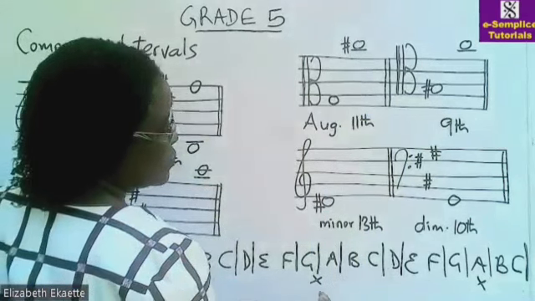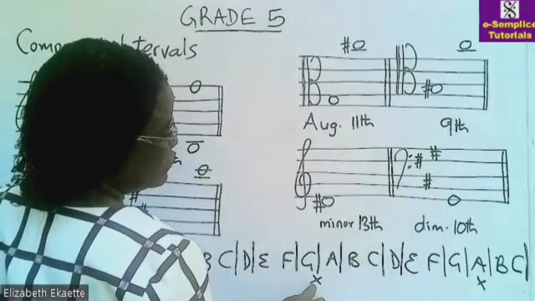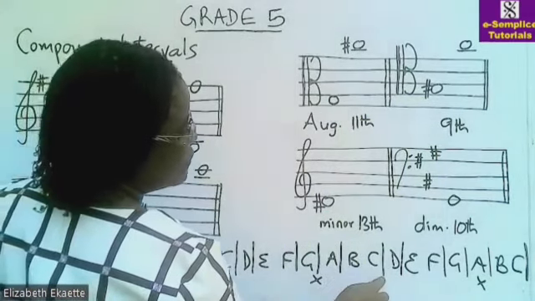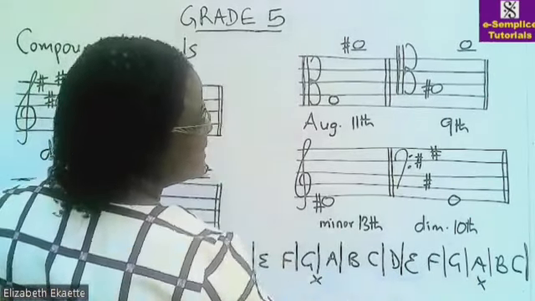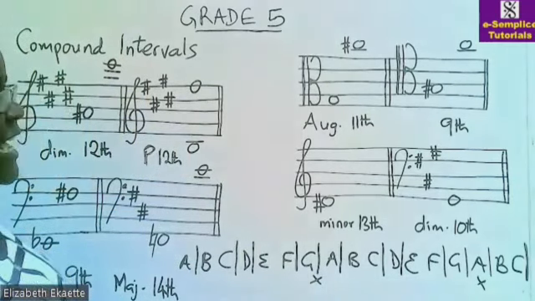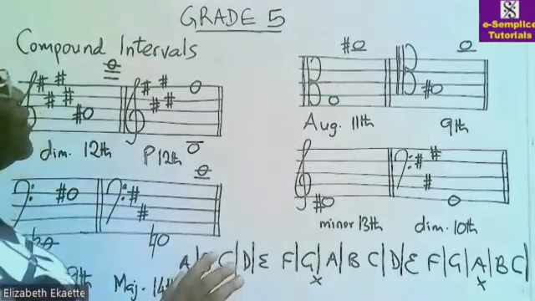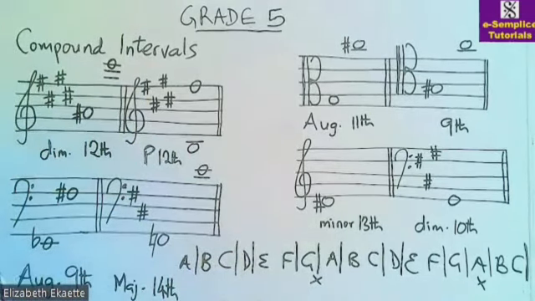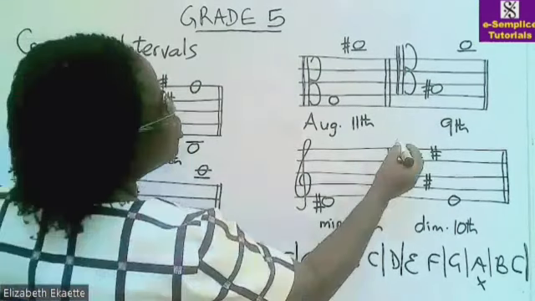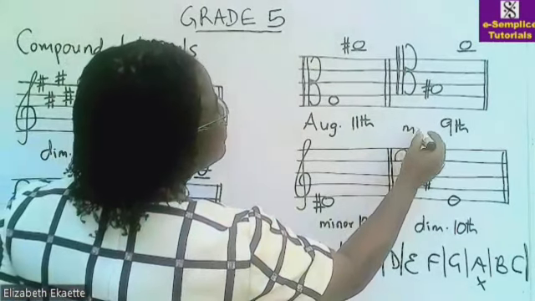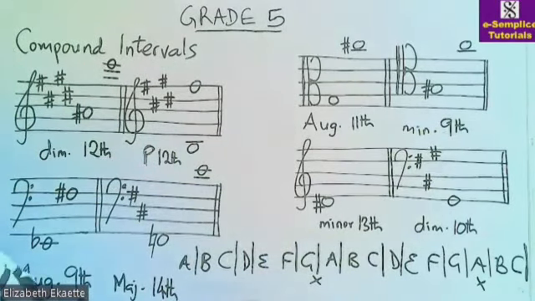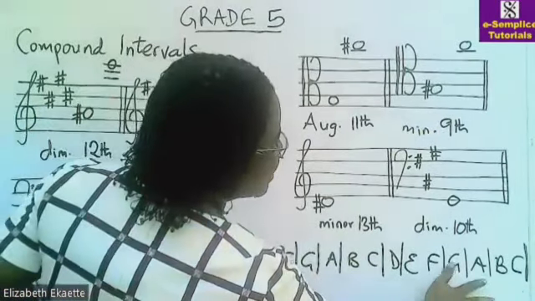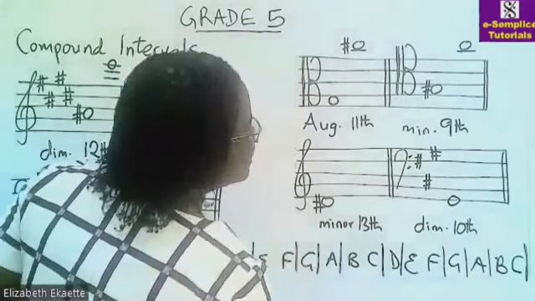Let's count the semitones existing between these 2 points. So I have 1, 2, 3, 4, 5, 6, 7, 8, 9, 10, 11, 12, 13 semitones. A 9th interval with 13 semitones is a minor 9th, a minor 9th. So we are making progress, just two more, and we are done with this.